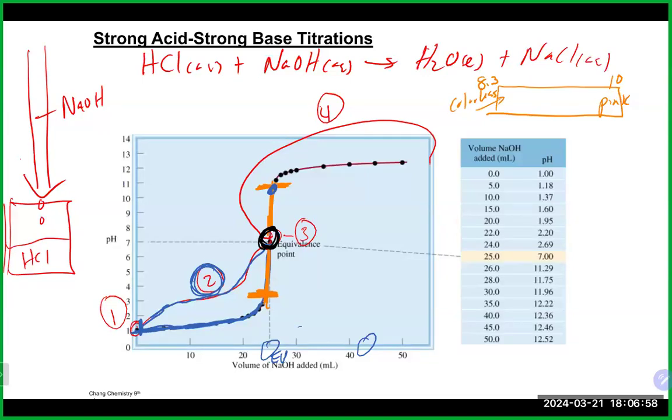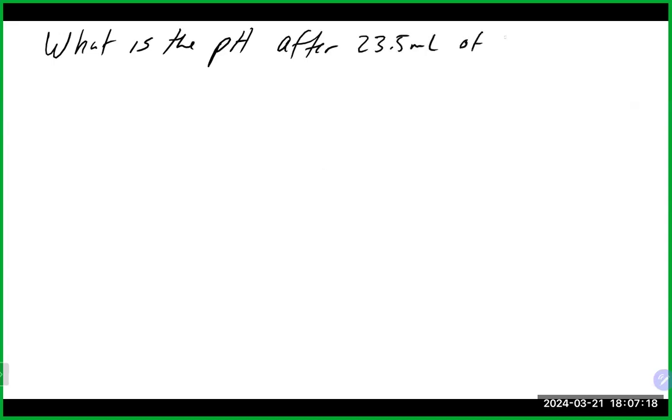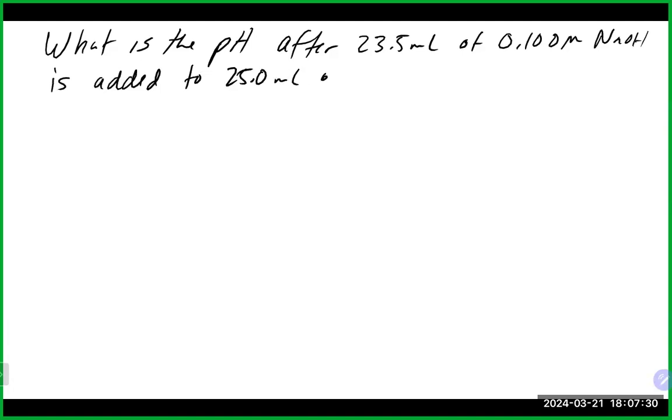All right, so let's just try one for fun. What is the pH after 23.5 milliliters of 0.1 molar sodium hydroxide is added to 25 milliliters of 0.1 molar HCl in a titration? All right, take a moment and do it. I'll do it as well. Hopefully we'll get the same answer.